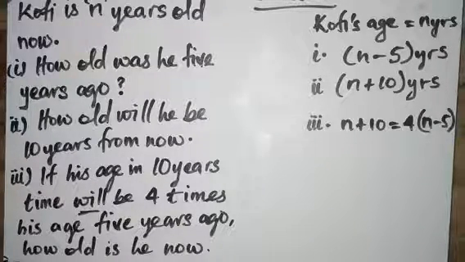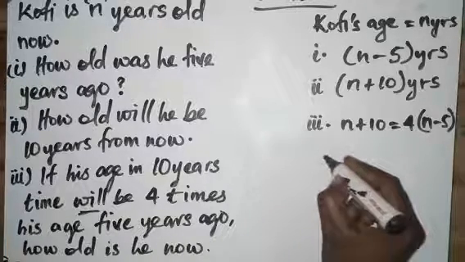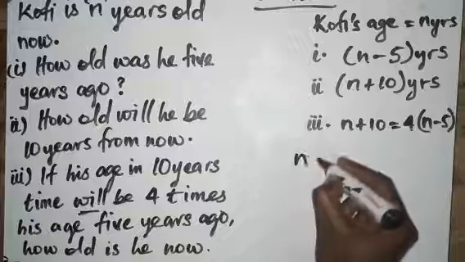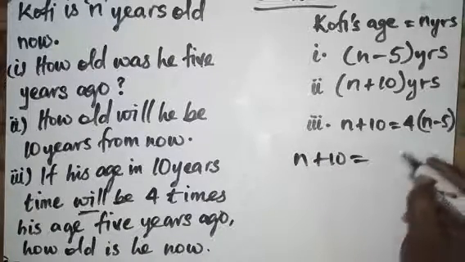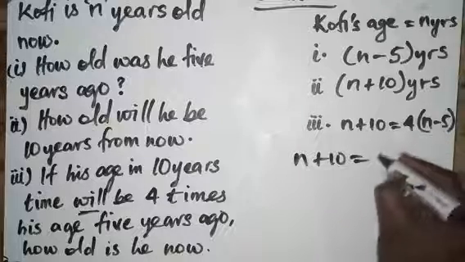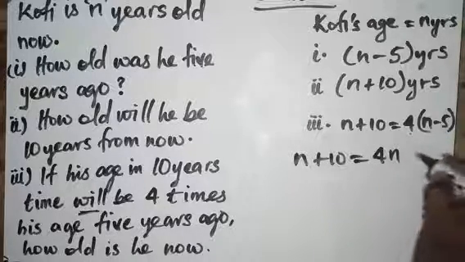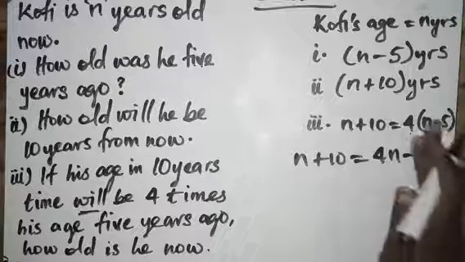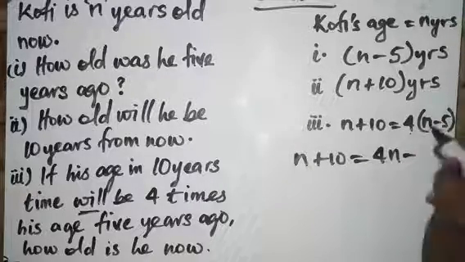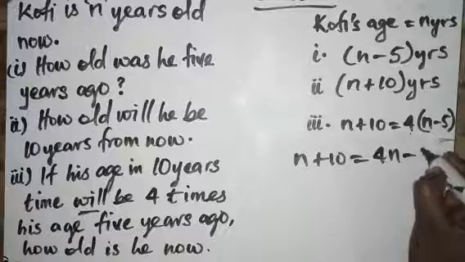We are supposed to find his age now. That means we are supposed to find the value of n. So we got n plus 10 equals, open the bracket. 4 times n will give me 4n, then minus 5, minus 20. You are opening the bracket: the 4 will multiply 5, minus 20.